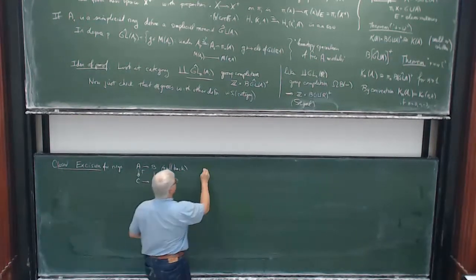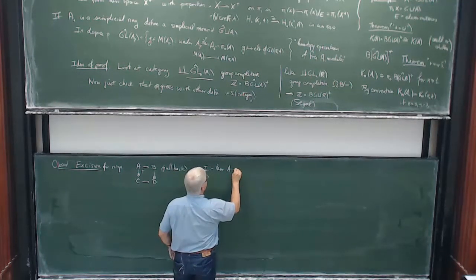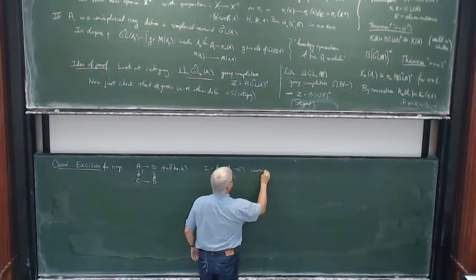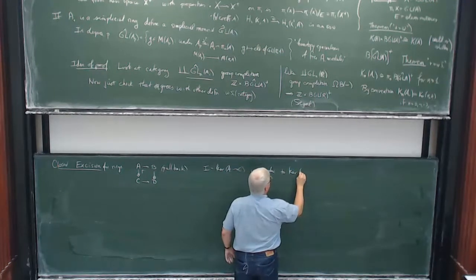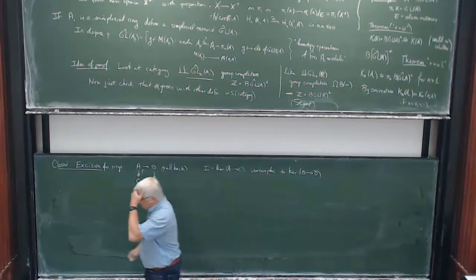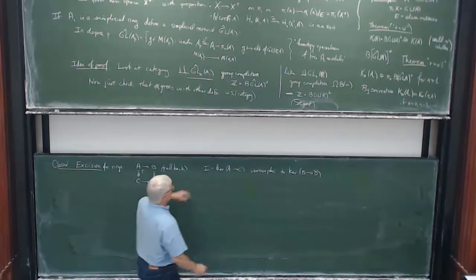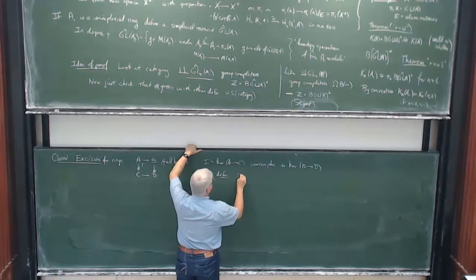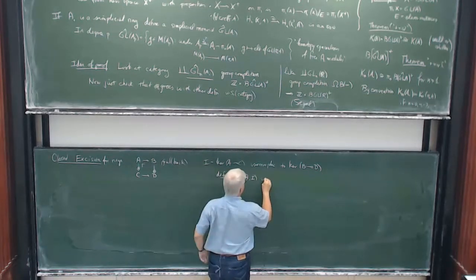So what happens is if I is equal to the kernel of the map from A to C, this is isomorphic to the kernel of the map from B to D. So the ideals that are involved are exactly the same. And so we define the K-theory of A with respect to I.